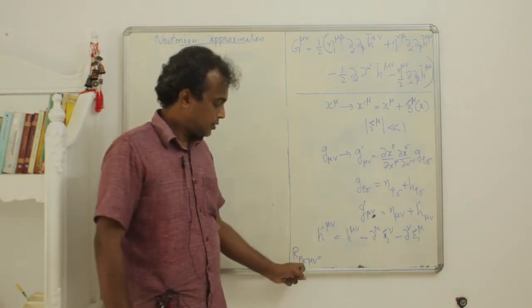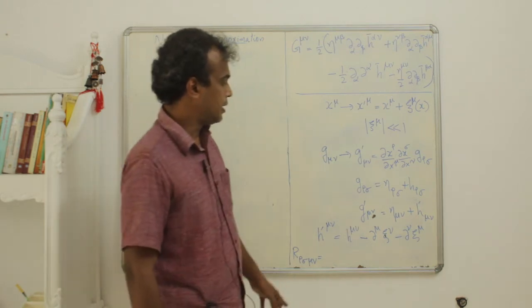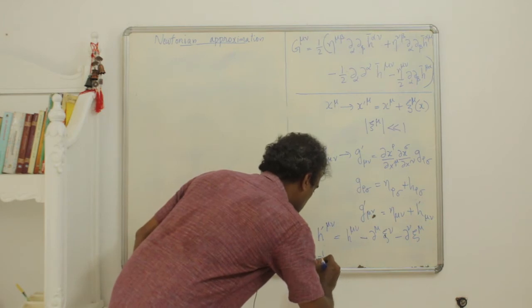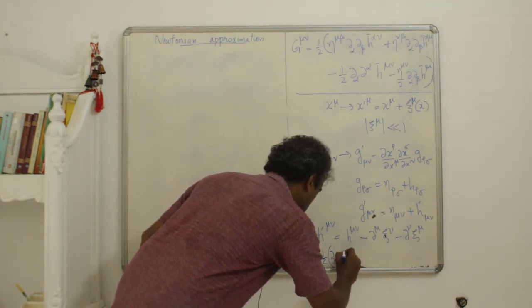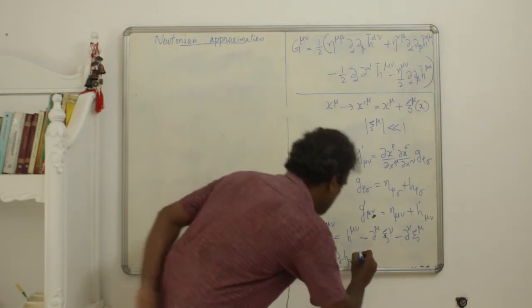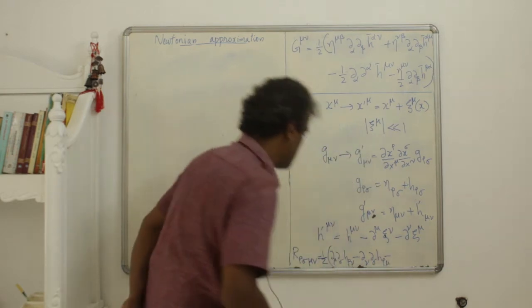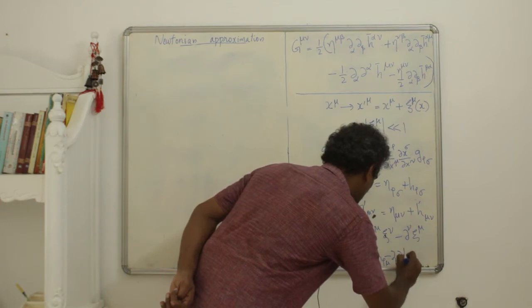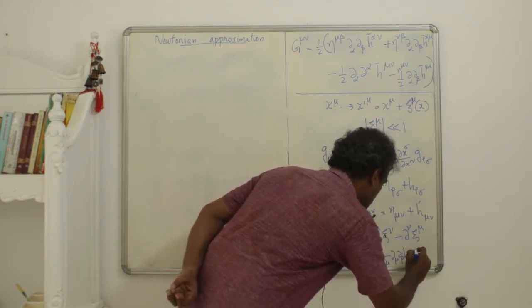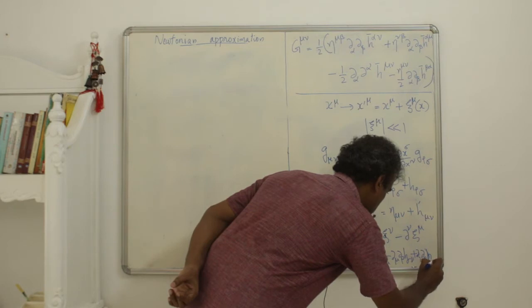Let's now compute the components of the Riemann tensor in the new coordinate system. To do that, let's remember that the expression for R for a metric of this form was 1/2 of del mu del sigma h rho nu minus del nu del sigma h rho mu minus del mu del rho h sigma nu plus del nu del rho h sigma mu.